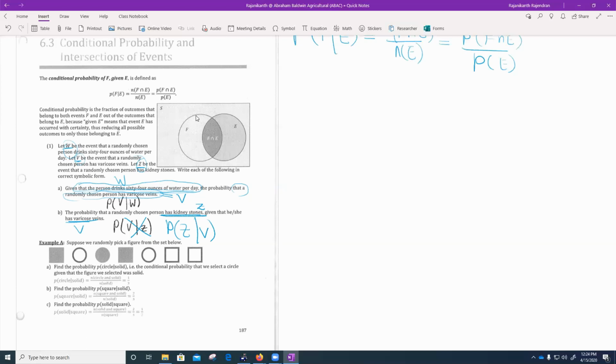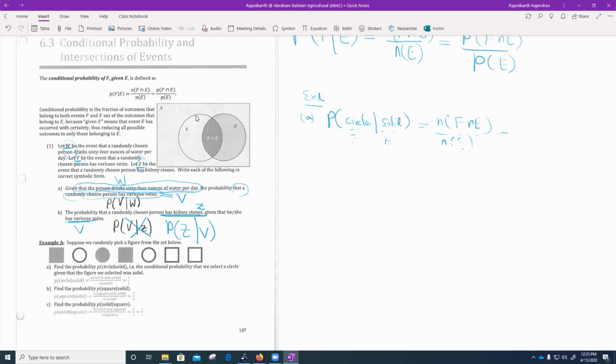So the probability of circle given solid, I'm using the little n formula, right? Let me explain something here. Example A. The probability of choosing a circle object given the condition that it is solid. So here you are given two events. Say this is my event F, and this is my event E. The formula says that the probability of F given E is little n of F intersection E over n of E.